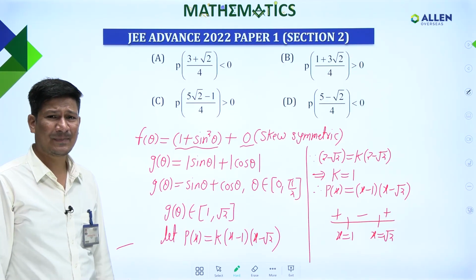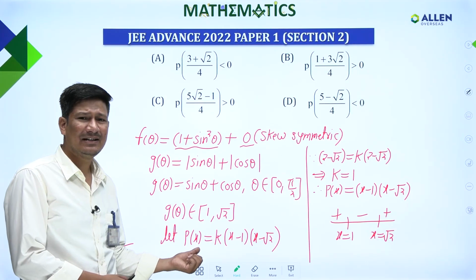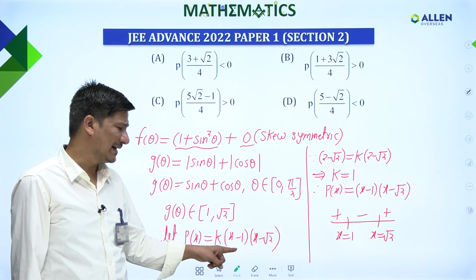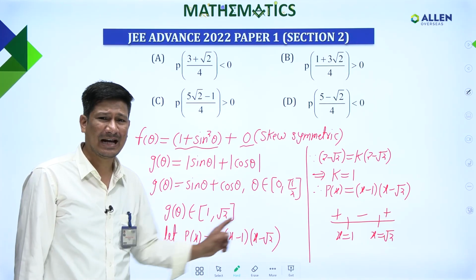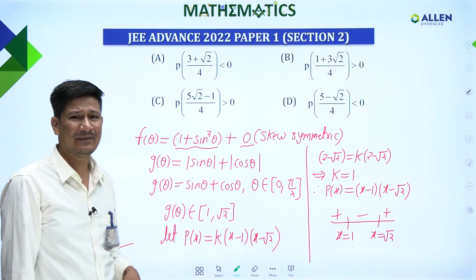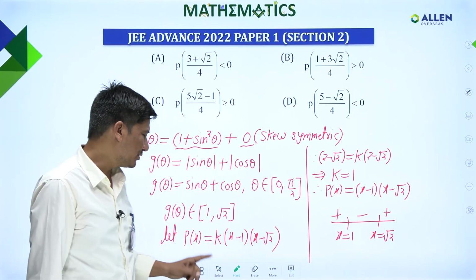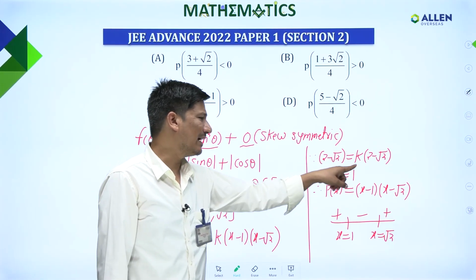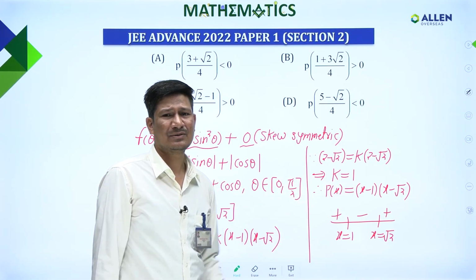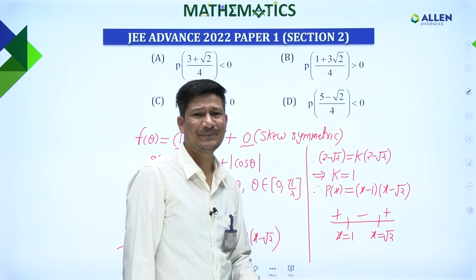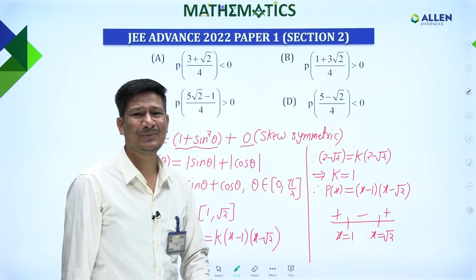Yes? Okay. So after that, we consider a polynomial whose roots are 1 and root 2. So write it as k into x minus 1 into x minus root 2. To calculate the value of the leading coefficient, we are given the value for x equal to 2 minus root 2. Okay, put x equal to 2 minus root 2. So from here, the value of k comes out to be equal to 1. So that is the polynomial p of x equal to x minus 1 into x minus root 2. So 1 and root 2 are the roots of this polynomial.